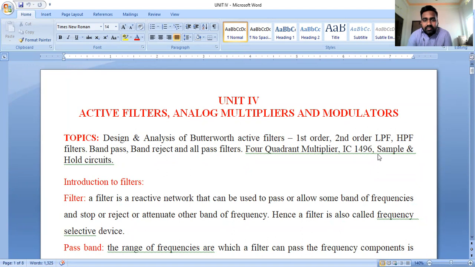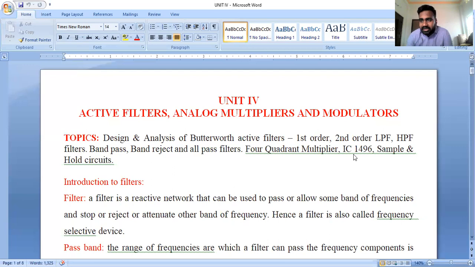In detail, the topics of our new module 4: we will discuss the design and analysis of Butterworth active filters, first order and second order low pass filters, LPF in the sense low pass filter, HPF in the sense high pass filter. We'll discuss band pass filters, band reject filters and all pass filters. We will also discuss four quadrant multipliers, the IC 4096 and its applications, and sample and hold circuits.